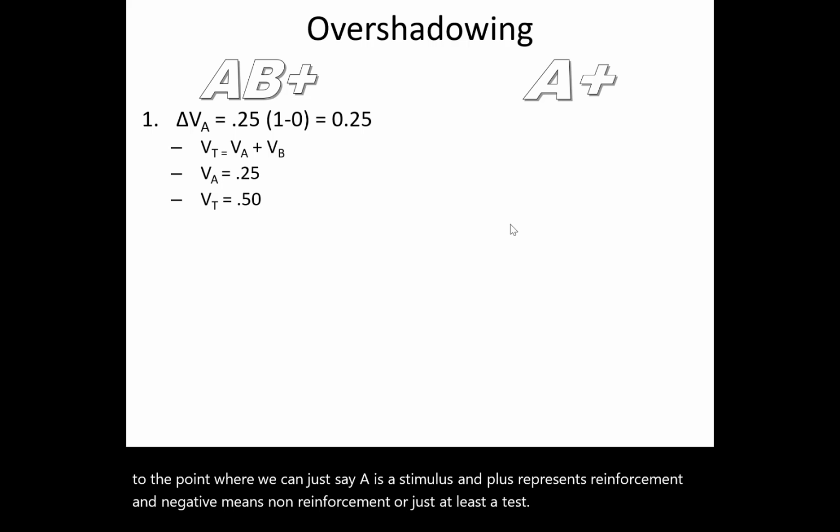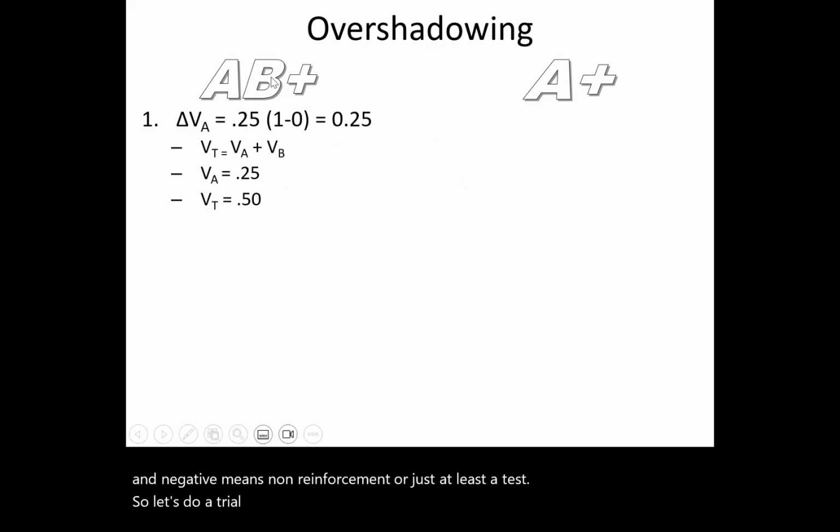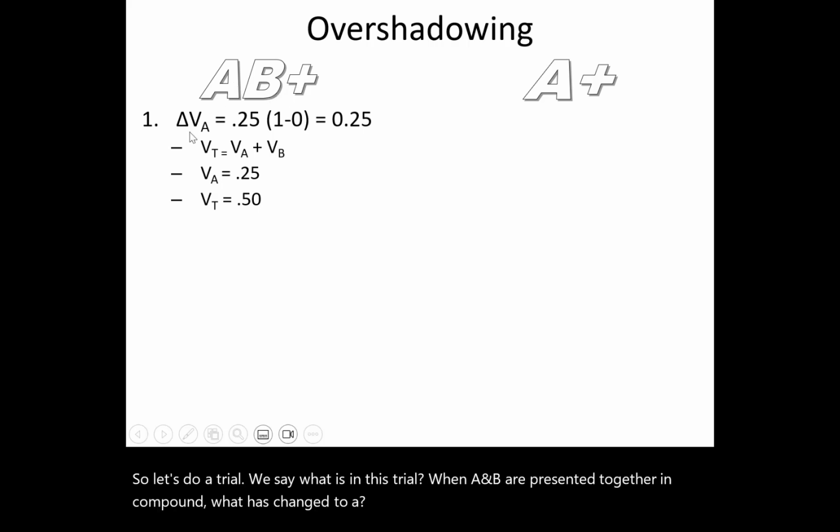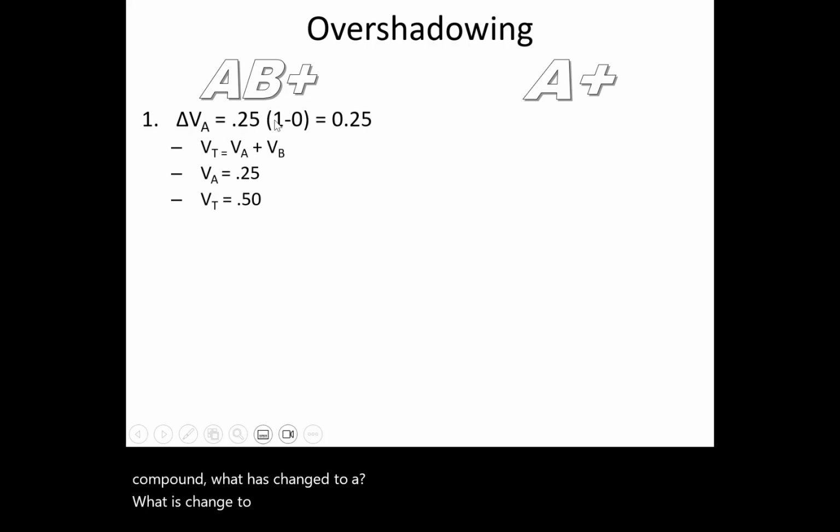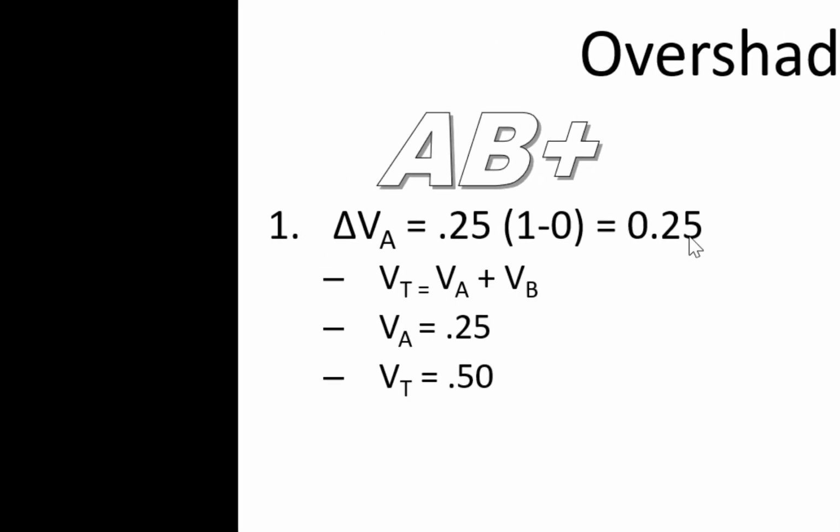So let's do a trial. We say, what is in this trial when A and B are presented together in compound? What has changed to A? Well, the change to A is 0.25 times 1, it was reinforced, minus 0, first trial, 0.25. And we can assume that the same thing happened to B. What is the change of B? It's 0.25 times 1 minus 0 is 0.25. What's the total? A is 0.25, but the total is 0.50.